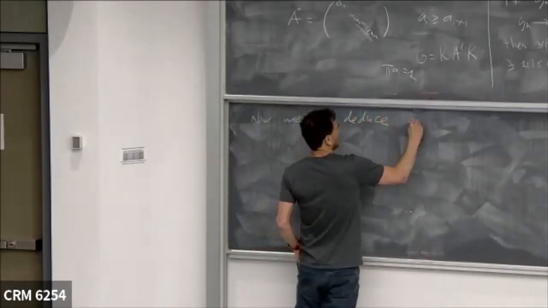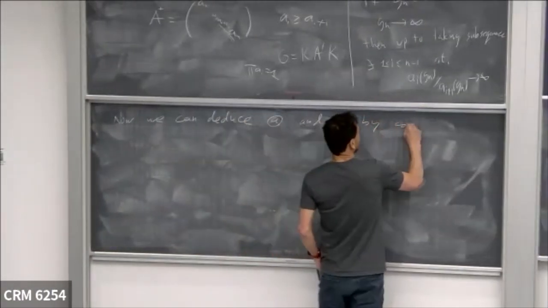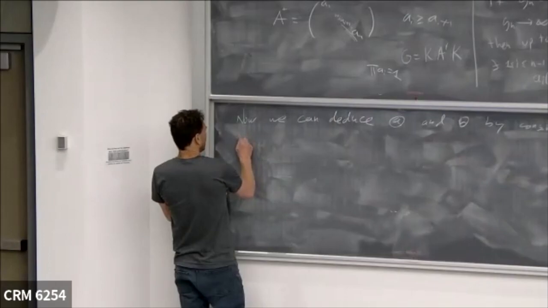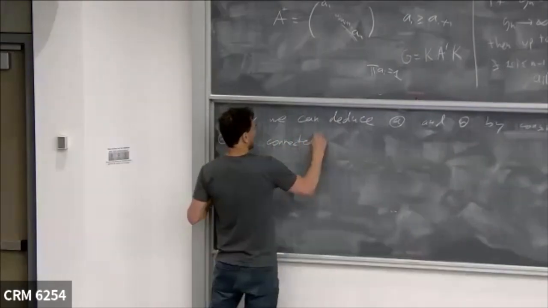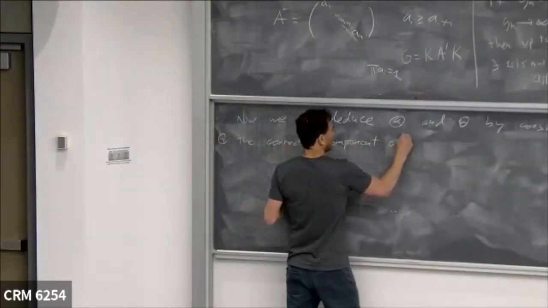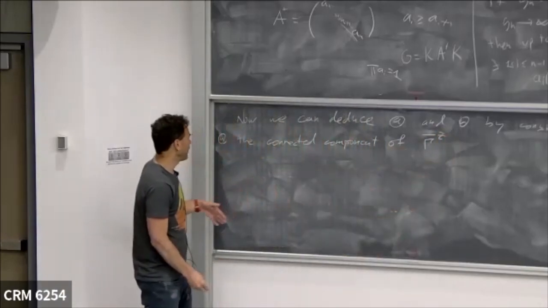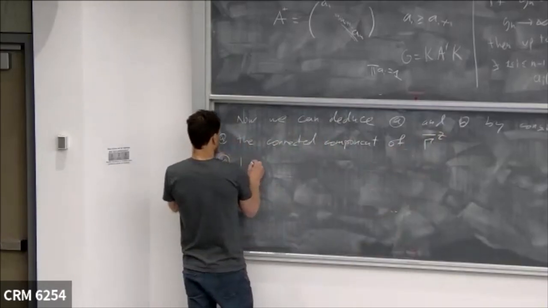So now we can deduce A and B by considering, for part A, the connected component of the Zariski closure of gamma. If you take it, and for part B, let me just write it and then explain what the connected component of gamma.